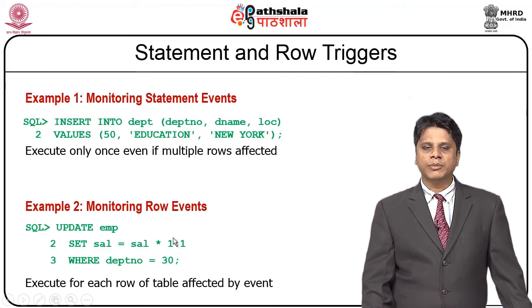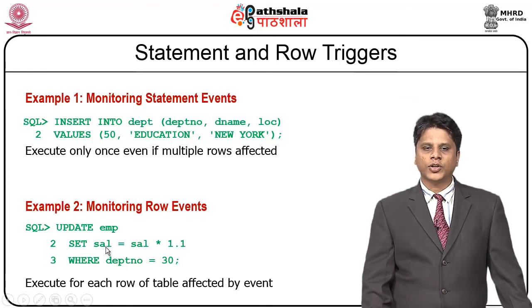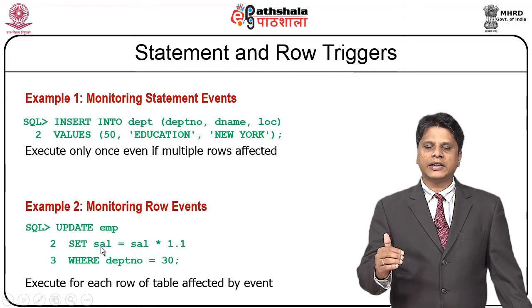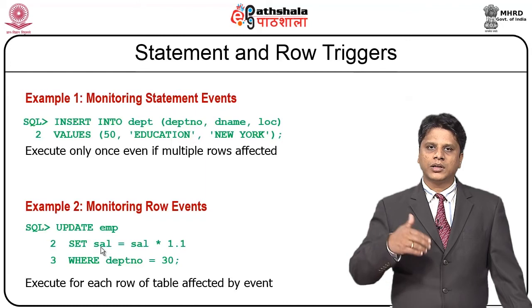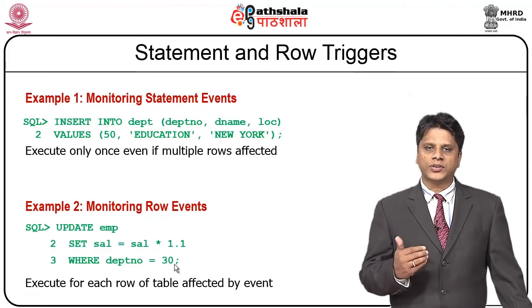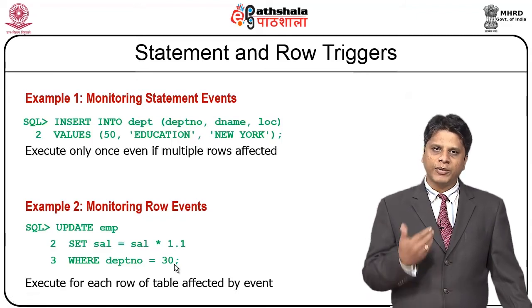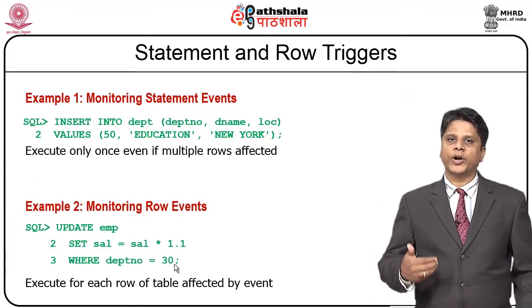Everybody's salary is uniquely increased by 1.1 times the actual salary. That is what the second statement indicates: set salary equal to salary multiplied by 1.1. So if the first row has a salary of 100, the update will make the salary 110, where the department number is equal to 30. Any department which carries a value of 30, any number of employees that I find, their salaries need to be updated by 1.1 times.